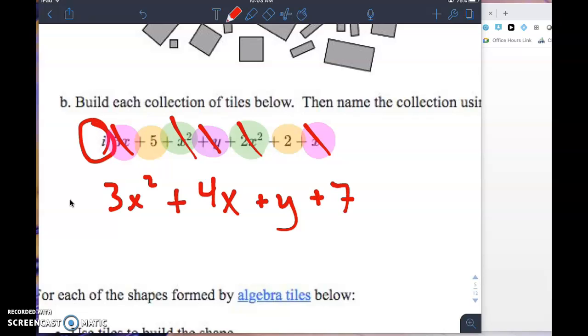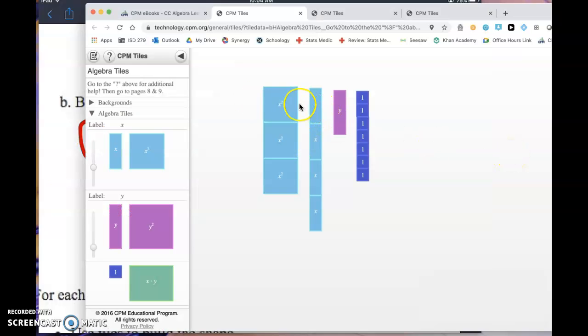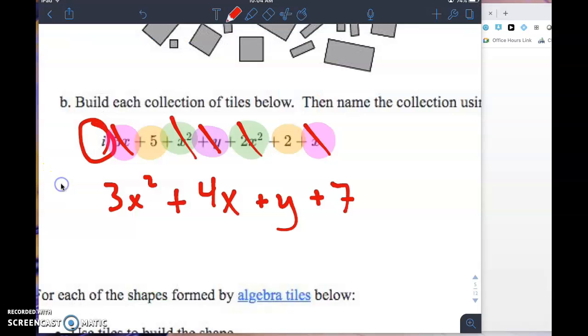And there you go. You've got that thing as simple as it can possibly be, right? I'm not putting together the x's with the x squared because they're not the like terms. And if you need confirmation of that, check out the shapes we got going here.